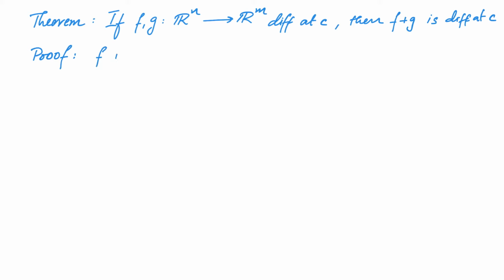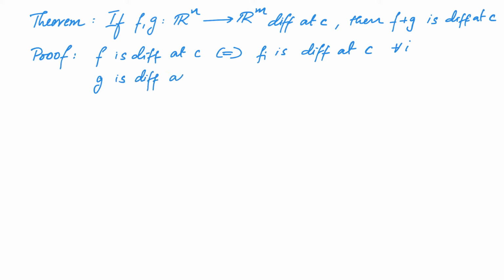First of all, notice that f is differentiable if and only if all its component functions are differentiable. That means fi is differentiable for all i, and again, these are all happening at the point C. Similarly, we know that g is differentiable at the point C if and only if all its component functions are differentiable. That means gi is differentiable at C for all i.